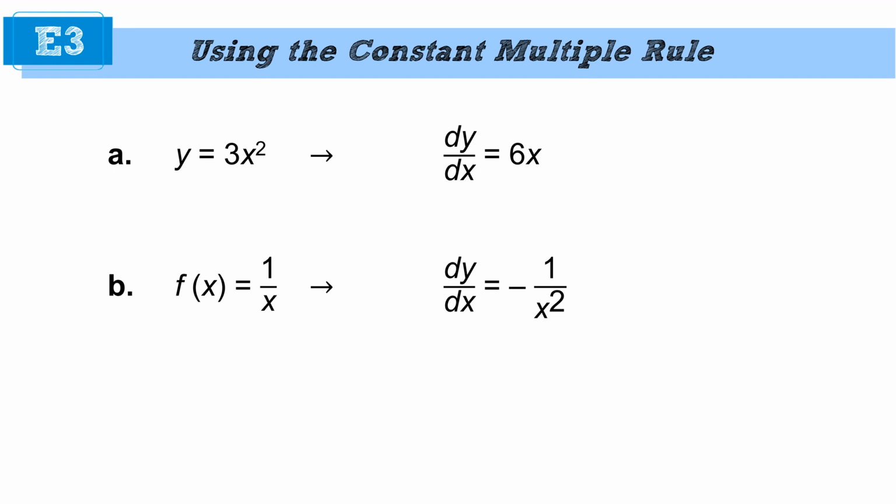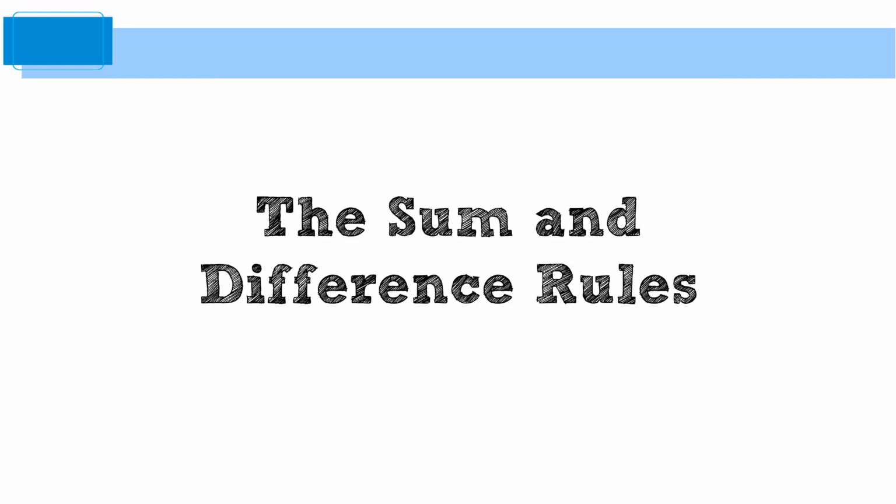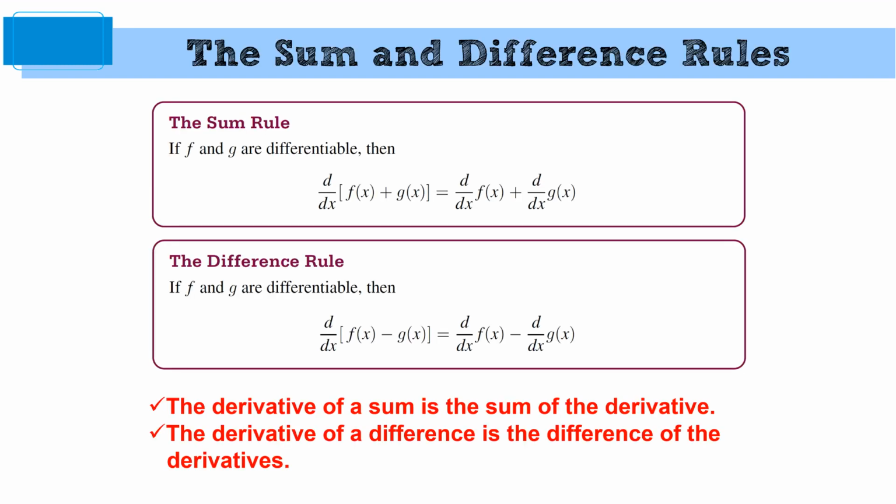One over x is x to the negative 1. Bring it down, reduce it by 1. Bam! Okay. This will take 2 seconds. The derivative of a sum is the sum of the derivatives. The derivative of a difference is the difference of the derivatives. Just do the individual parts and add and subtract them like you had to start. There it is in fancy schmancy talk.